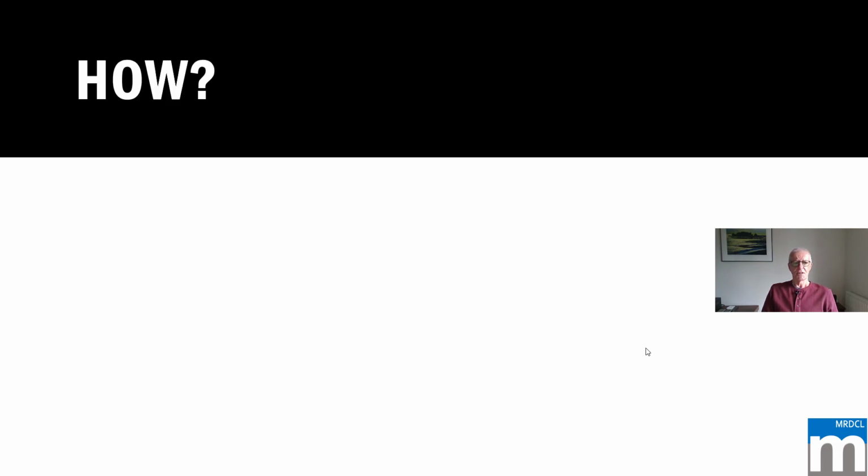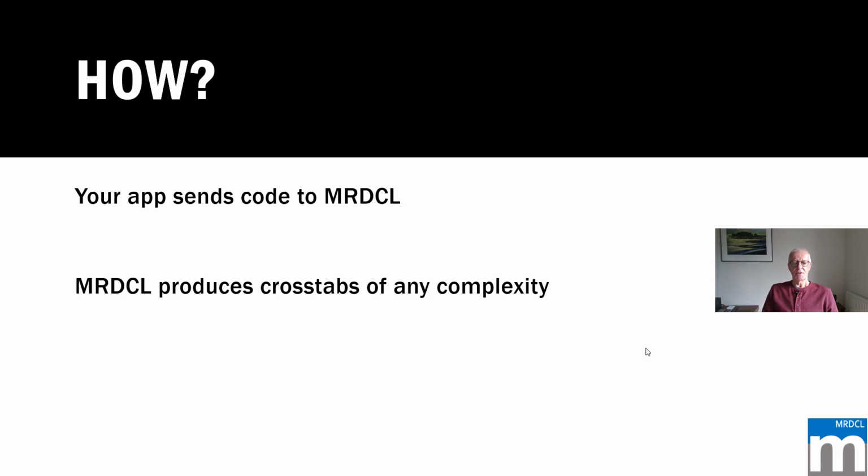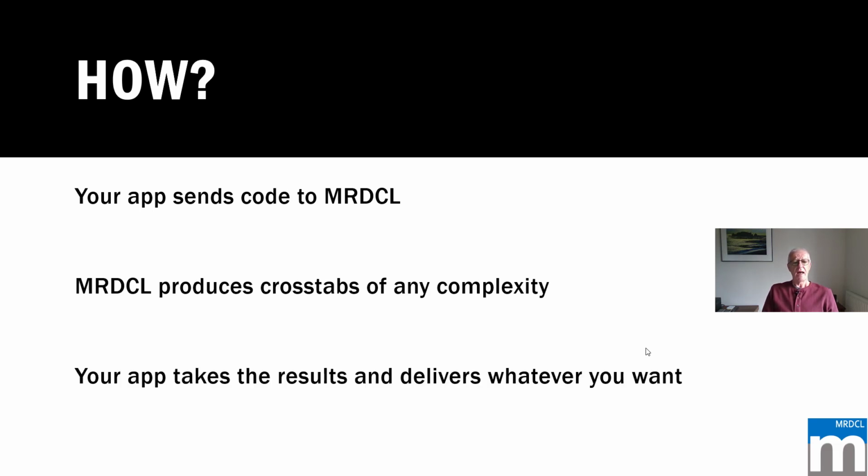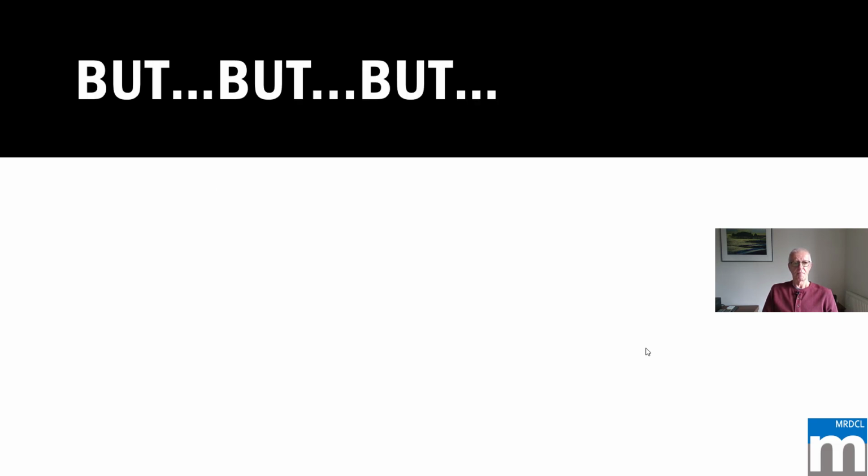So how does it do this? Well, your app sends code to MRDCL that's embedded in your software. MRDCL produces the tables, so they can be of any complexity, and it sends the results back to your system so that you can deliver those results how you want to, as a crosstab, as a chart, or in any other form. In other words, MRDCL is giving you the tools to do any tables you want and doing the number crunching for you at very, very fast speeds.